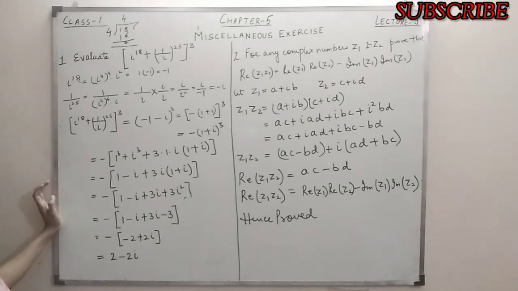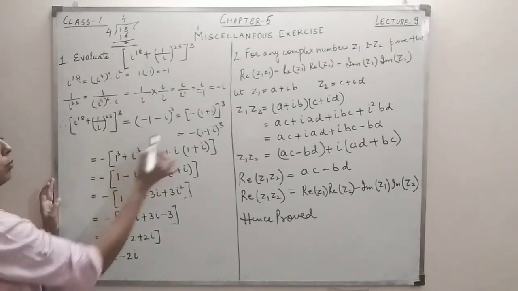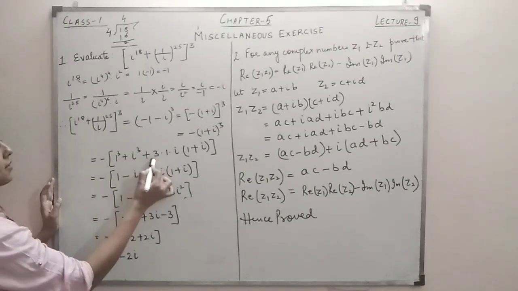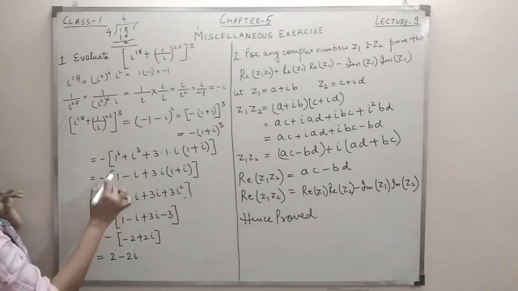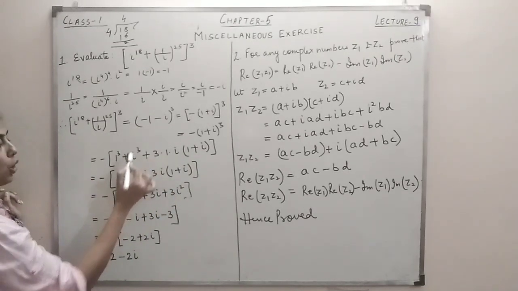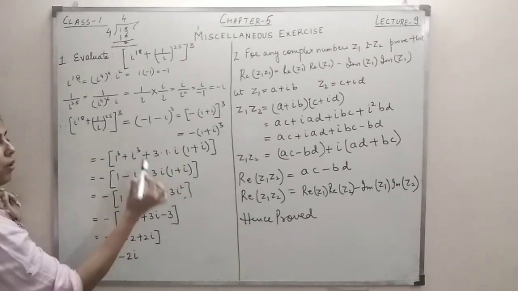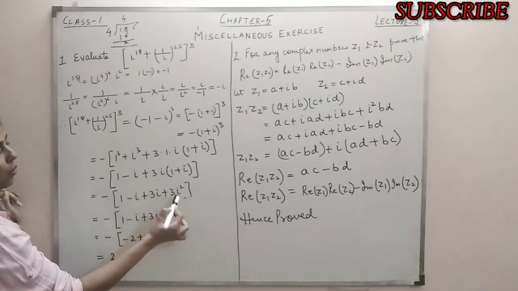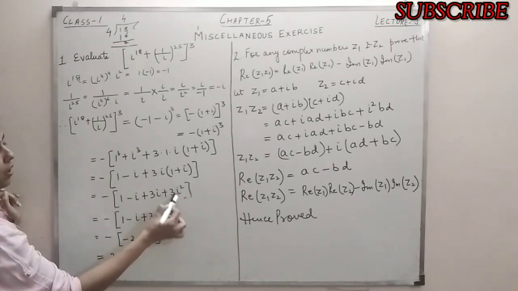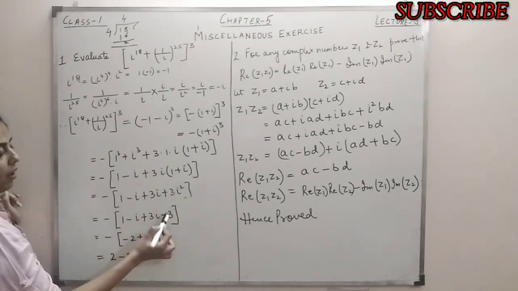It means we have to find a plus b whole cube. That is a cube plus b cube plus 3ab into a plus b. By using the identity, we'll expand it. That is 1 cube, plus iota cube, plus 3 into 1 into iota, into 1 plus iota. That is 1. Iota cube is minus iota. 3 into iota, that is 3 iota, into 1 plus iota. We multiply it, that is 3 iota plus 3 iota square. But iota square is minus 1, so that will become minus 3.